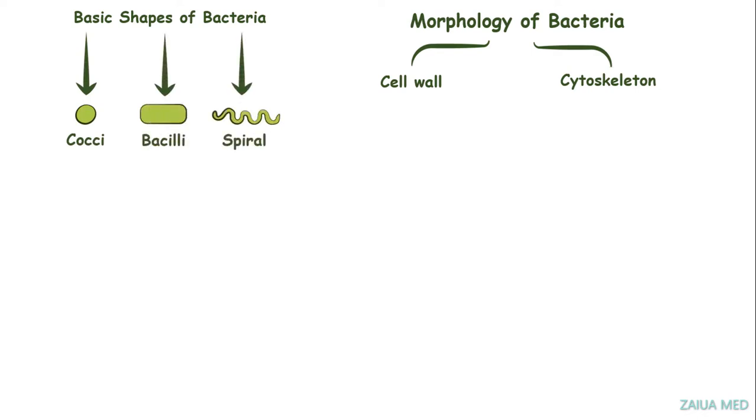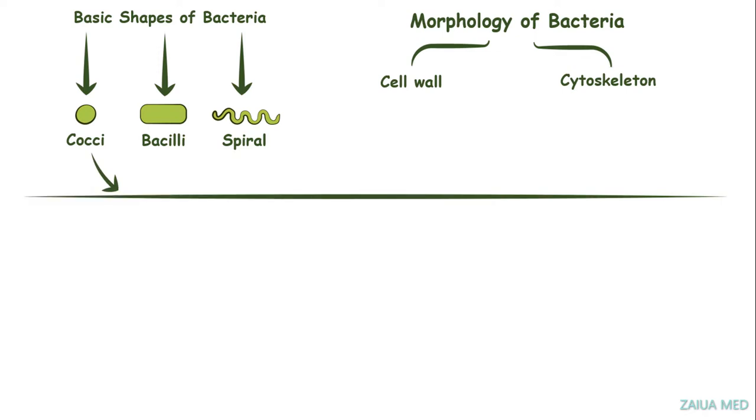The cocci are spherical or circular shaped bacteria. Bacilli are rod shaped bacteria. The spiral bacteria are either helical shaped or curved shaped. Cocci are present in different arrangements. When it is single, it is called coccus. In pair, they are called diplococci.